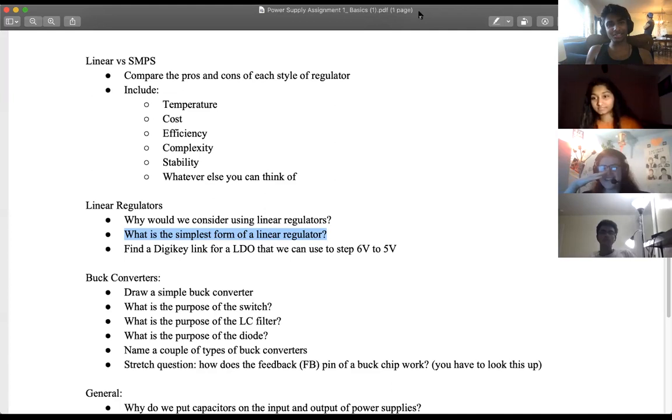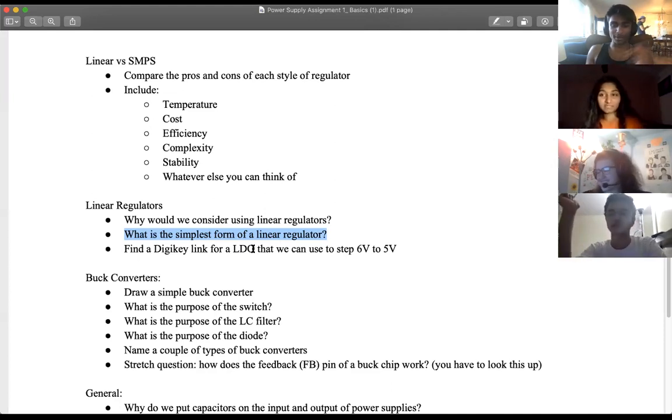Yeah, I'd say that's not the simplest, because you have to worry about the silicon inside the IC and all that. What is the bare bones, day one linear regulator? How do we get 5 volts to 2 volts or something? What can you use? Resistors. Yep, exactly. Okay, cool.